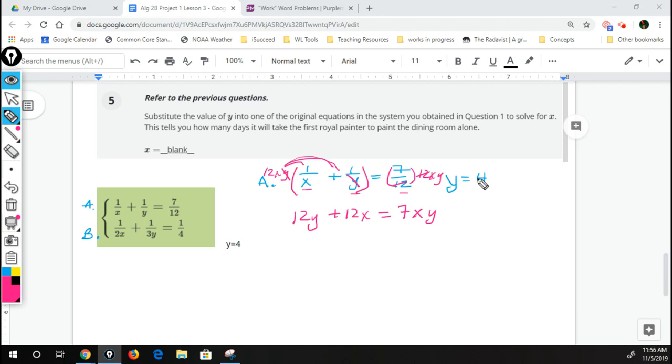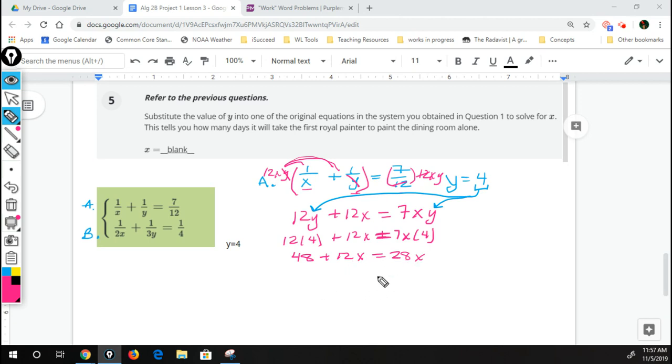So now I'm going to take this y equaling 4 and plug that in. I need to plug it into a couple of different spots, don't I? I got 2 y's. So I would have 12 times 4. Again, I'm just trying to show those steps of substitution. Equaling 7x times 4. So I would get 48 plus 12x is equal to 28x.